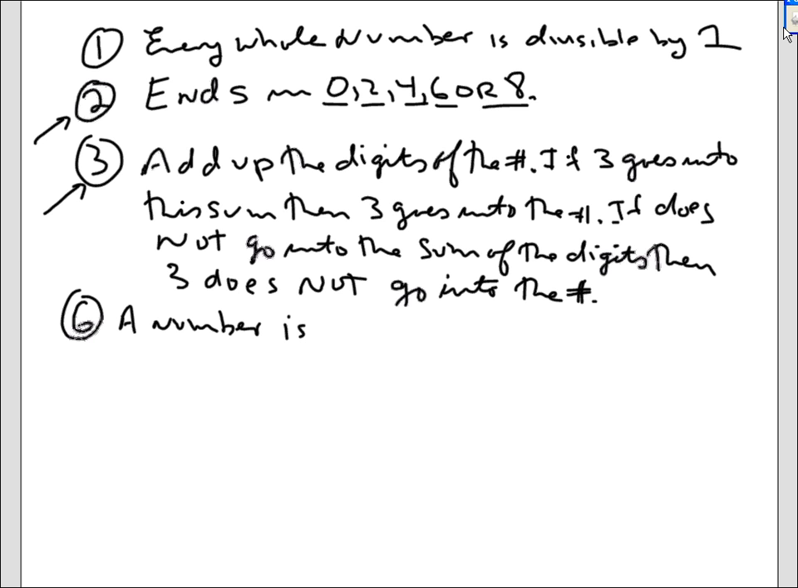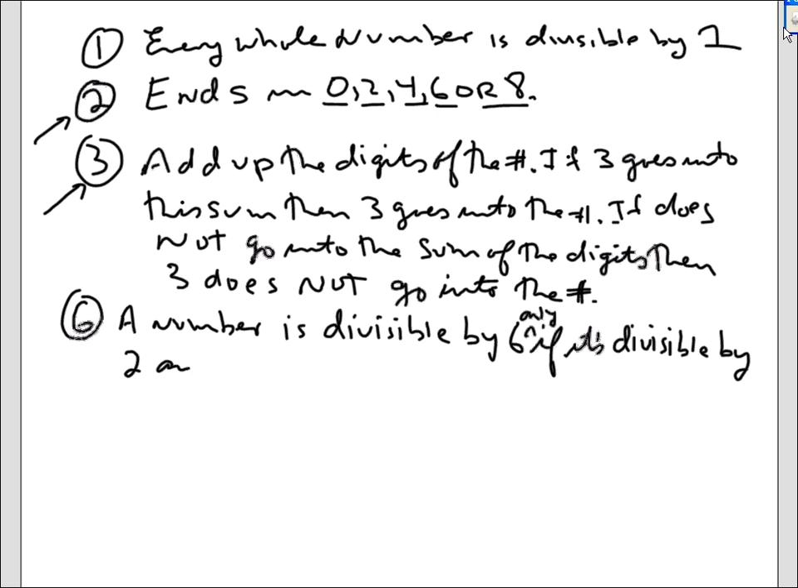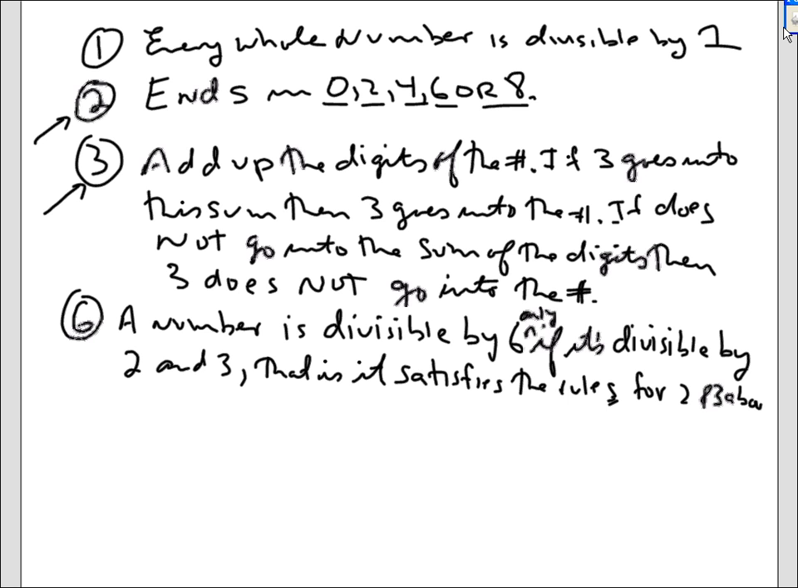A number is divisible by 6 only if it is divisible by 2 and 3. That is, it satisfies the rules for 2 and 3 above. If it satisfies the divisibility rules for 2 and 3, assuming that was clear.